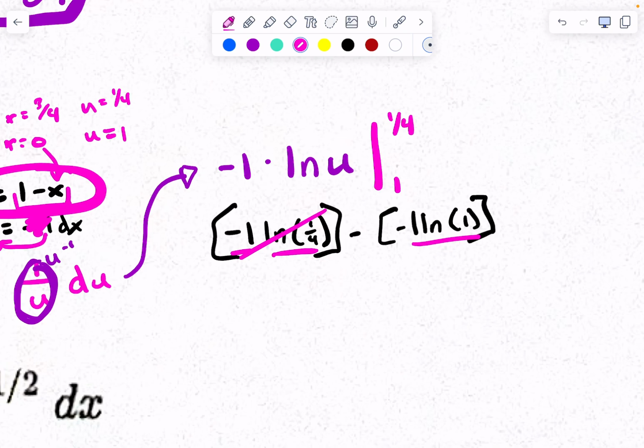And is it negative? No, it's positive, 1.3863. Give me all the decimals again. Negative 1.3863. Okay. Minus ln of 1 is 0, and 0 times negative 1 is 0. And so this is 0. So the final answer is 1.3863.